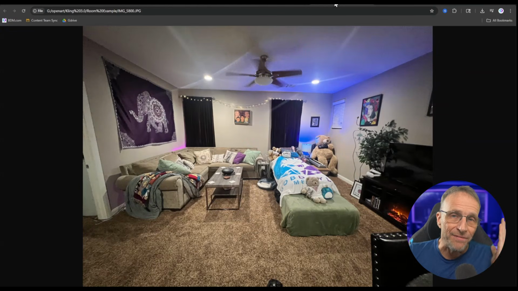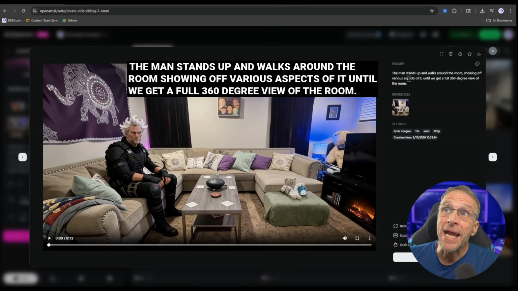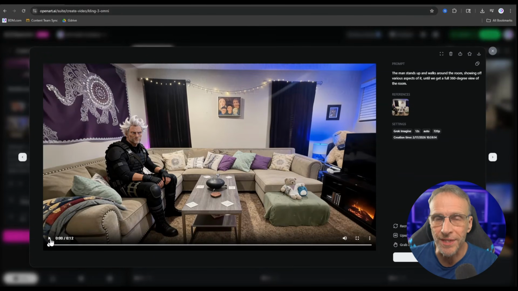For example, if I have this shot of this room and I use the editing tools in OpenArt to place my character sitting on the couch, but this is the only starting image I have, if I give it the prompt, the man stands up and walks around the room, showing off various aspects of it until we get a full 360-degree view of the room, well, this is what we're going to get.